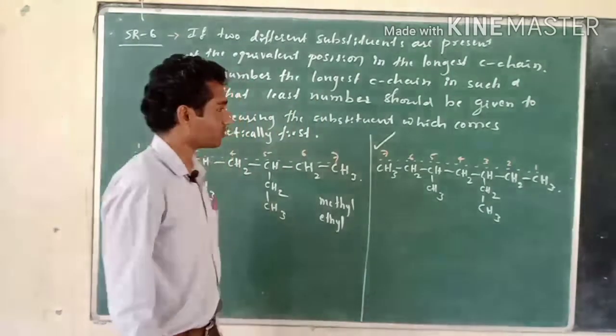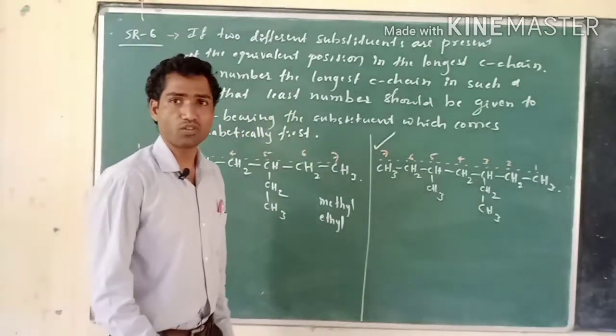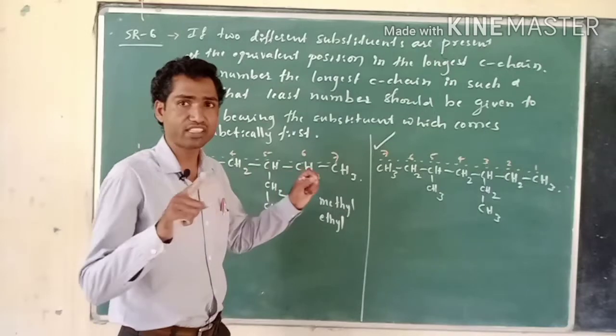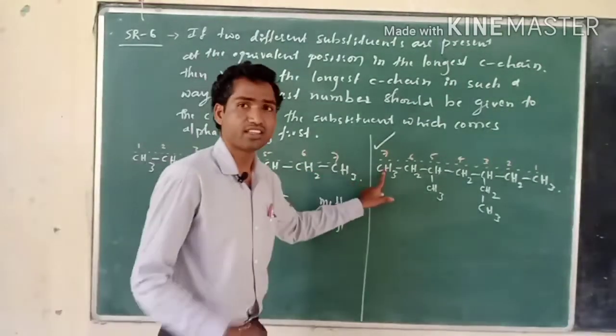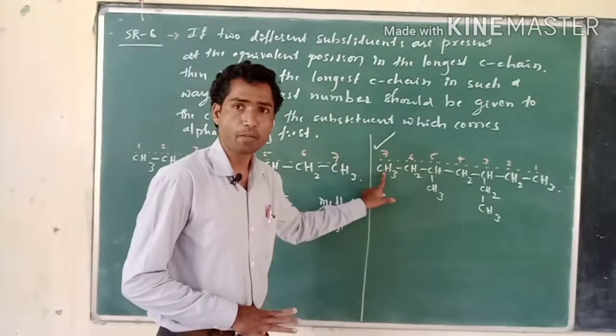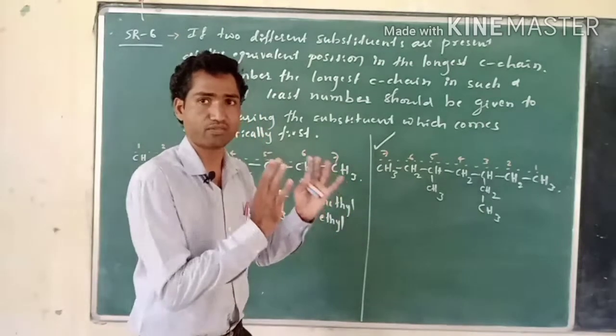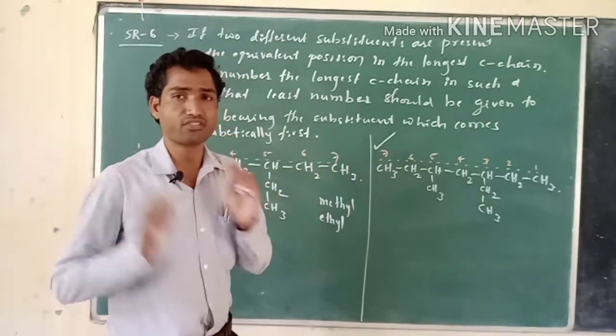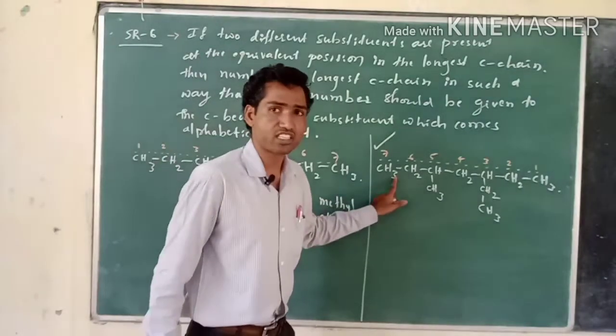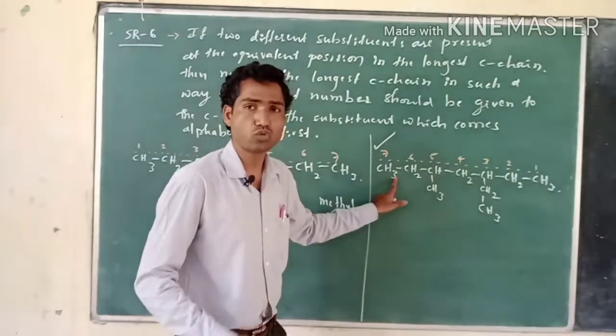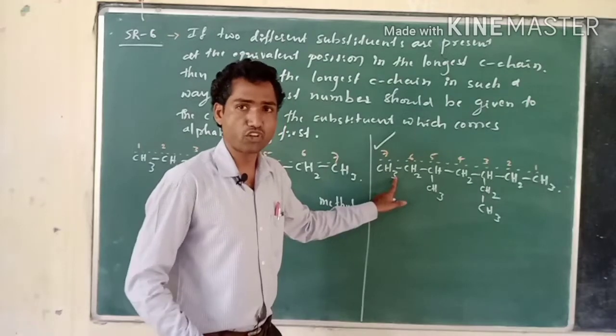So then, the second rule is over now. First one is identify the longest carbon chain. Next rule is number the longest carbon chain, which is over. Third rule is write the name according to the structure: prefix, root word and suffix. So how to write the prefix if the molecule is having more than one substituent?